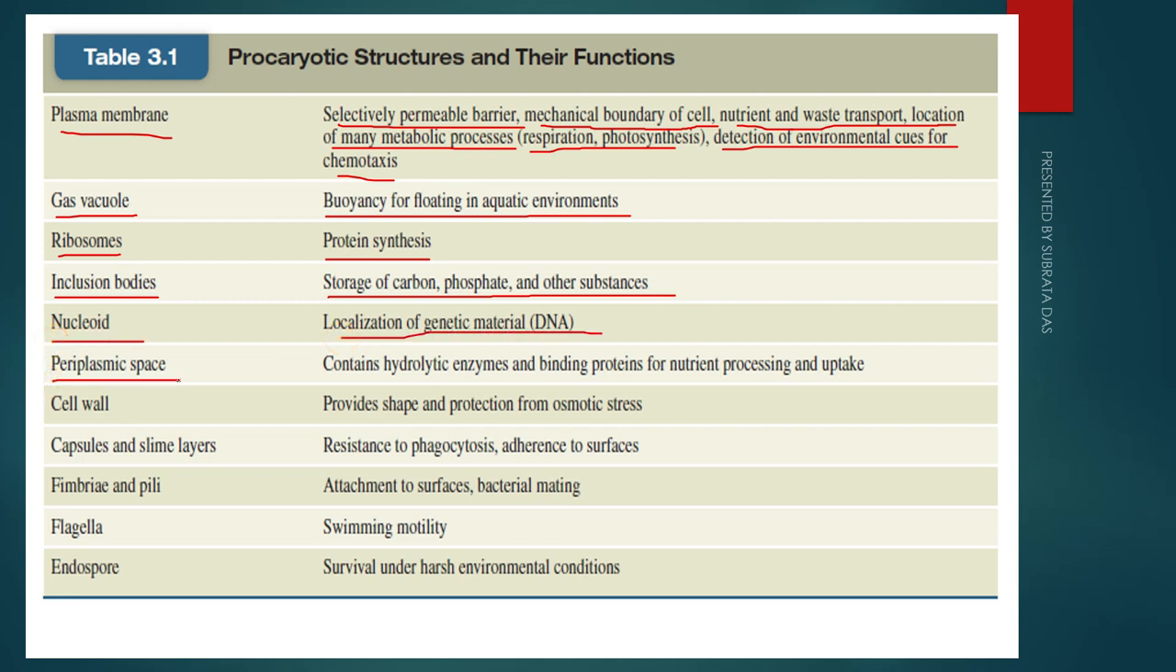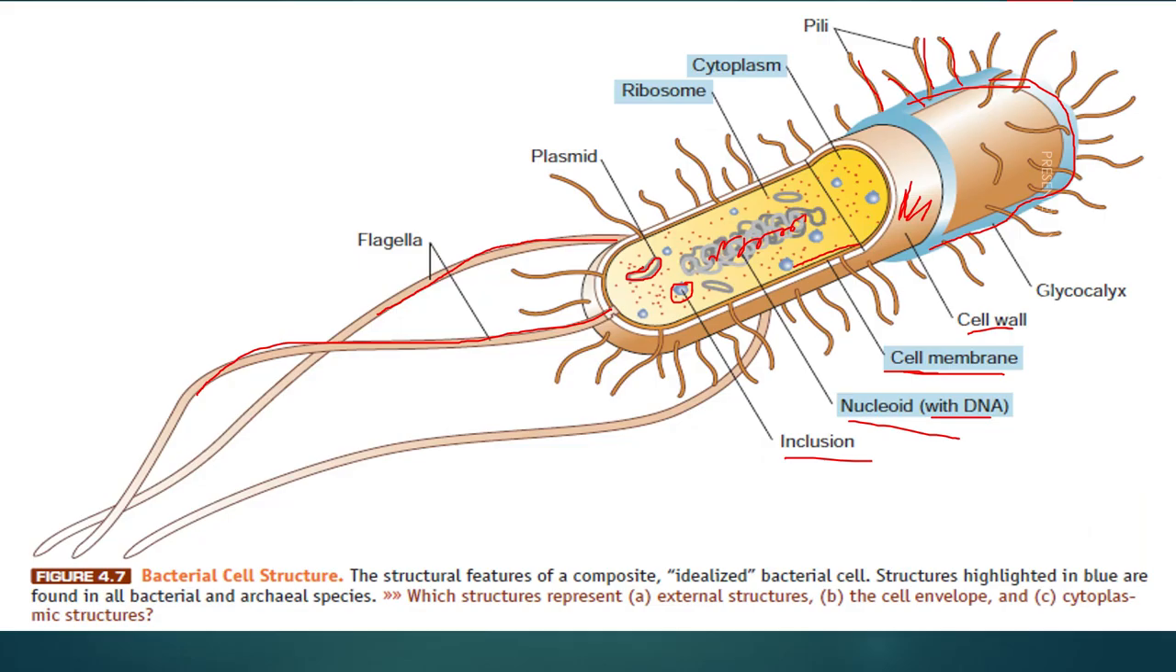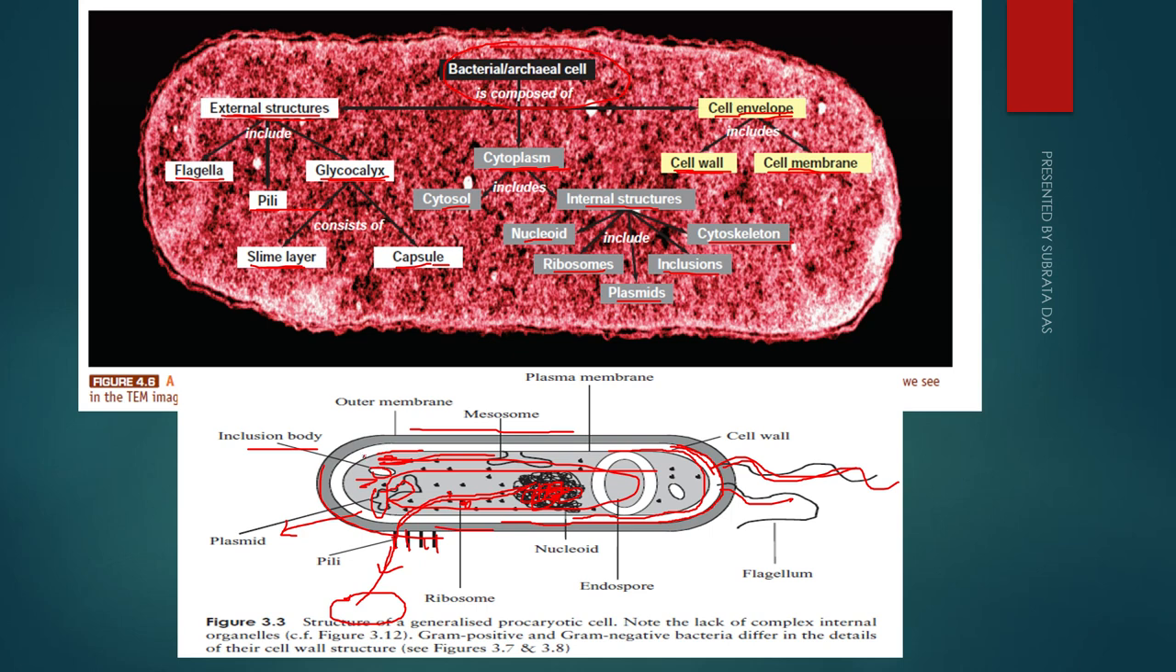And next one is the periplasmic space. So what is the periplasmic space? Here you can see, this one is the cell wall and this one is the cell membrane. In between, this space is known as the periplasmic space. This is the periplasmic space.